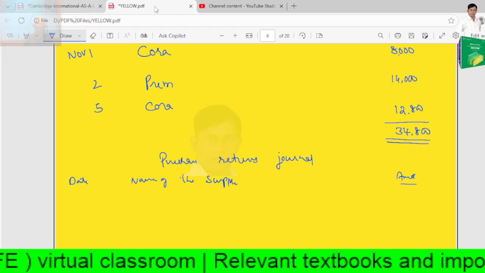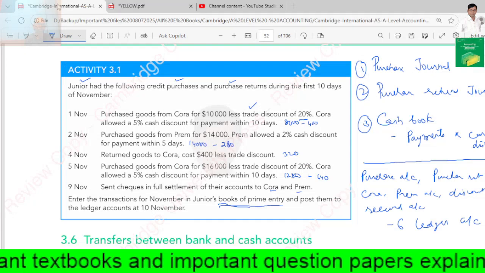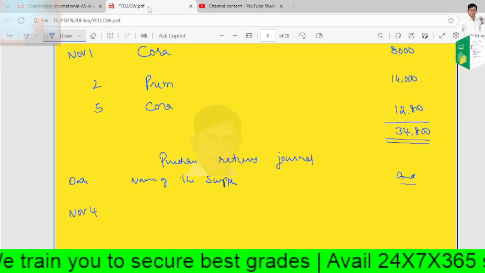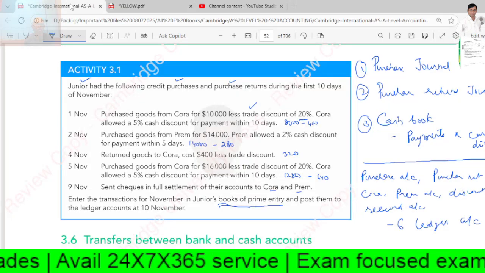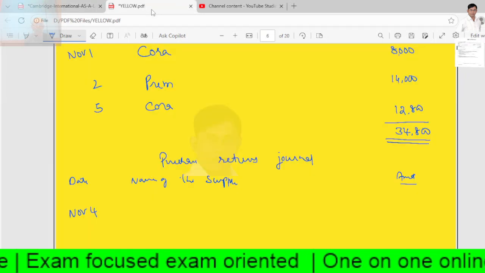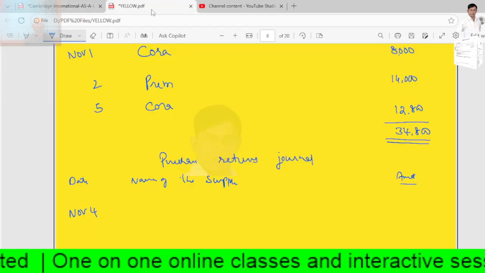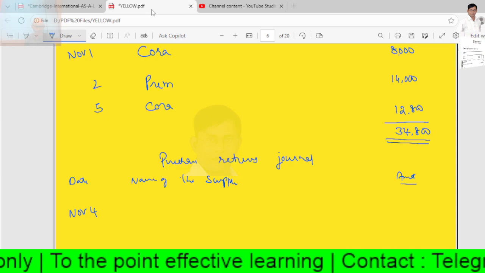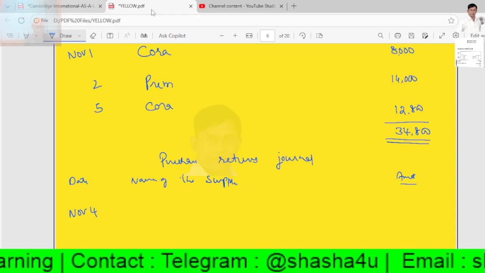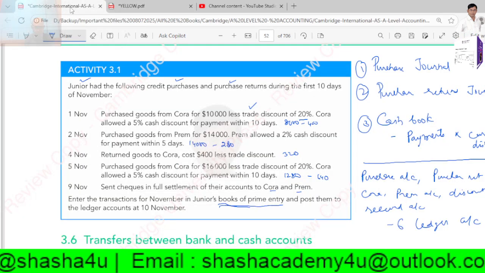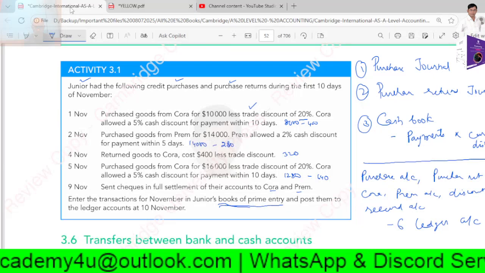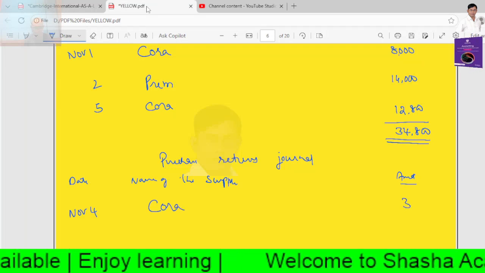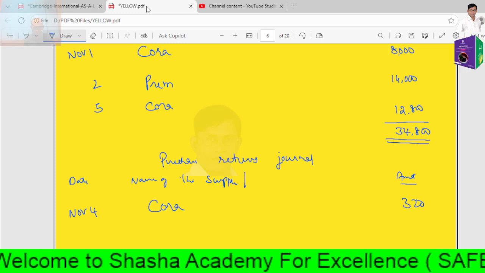So what date? Returned goods on 4th November. So November 4. What is the amount? 320. To whom have we returned? Cora, 320. And we have received a credit note.